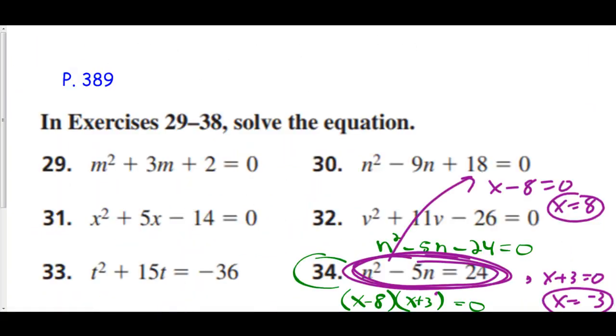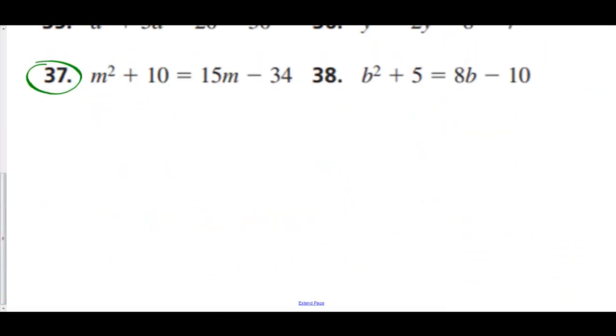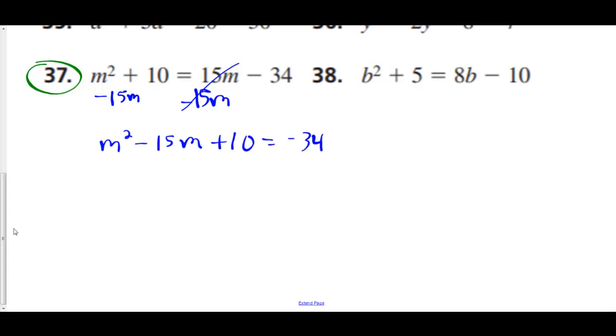So on this one, we want to first start by setting equal to 0. So we're going to subtract 15m from both sides. That's m squared minus 15m plus 10 equals negative 34. Now we have to add the 34 to both sides. As we're doing that, we're getting the following: m squared minus 15m plus 44.